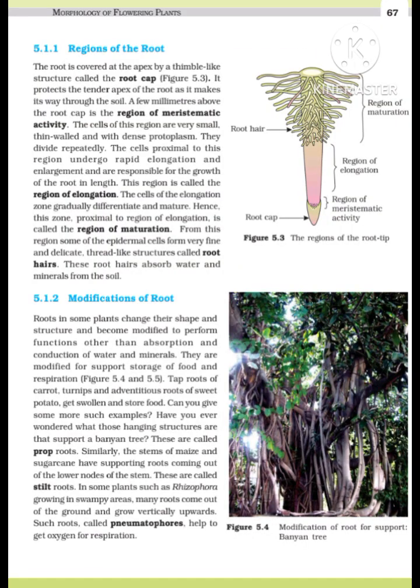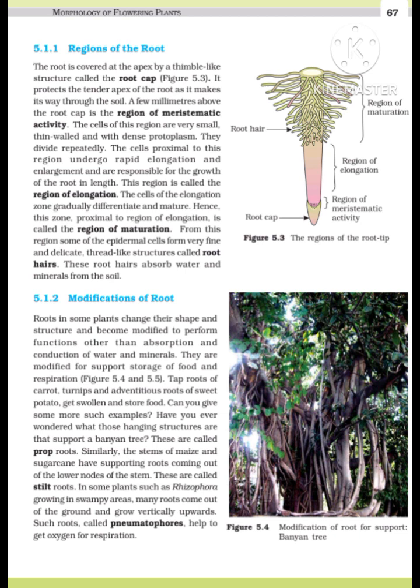5.1.1 Regions of the root. The root is covered at the apex by a thimble-like structure called the root cap, figure 5.3. It protects the tender apex of the root as it makes its way through the soil. A few millimeters above the root cap is the region of meristematic activity. The cells of this region are very small, thin-walled, and with dense protoplasm. They divide repeatedly. The cells proximal to this region undergo rapid elongation and enlargement and are responsible for the growth of the root in length.